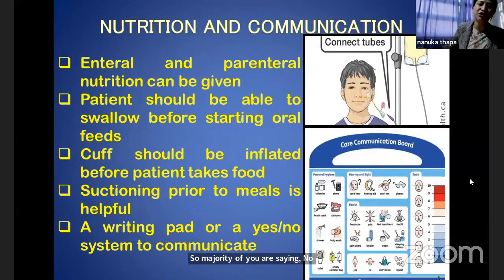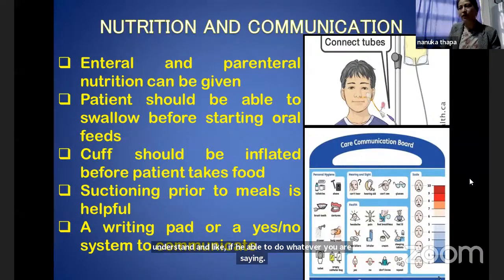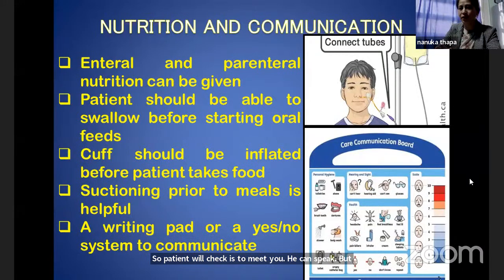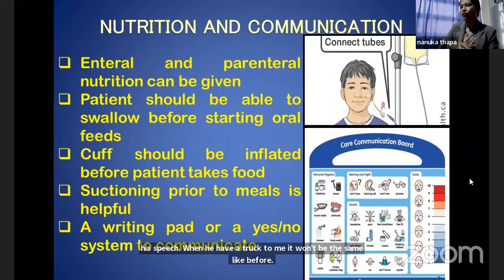But suppose the patient is conscious and able to understand and do whatever you are saying. A patient with a tracheostomy tube can speak. But whenever you want the patient to practice speaking, he or she should have the cuff deflated, and he has to cover the tracheostomy tube. With the tube covered and the cuff deflated, he can speak at that time, because of the vibration of the vocal cord. But his speech with a tracheostomy won't be the same as before. There will be some hoarseness, but he will be able to speak, okay?